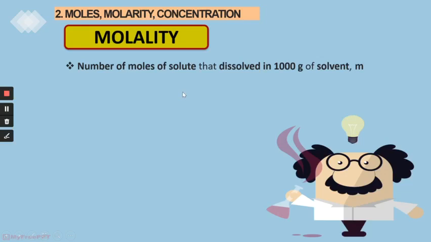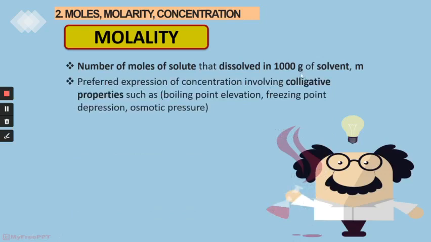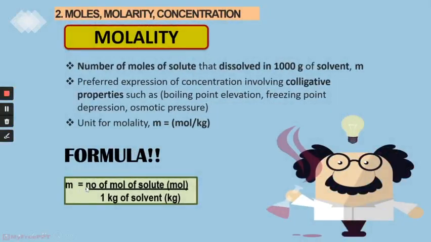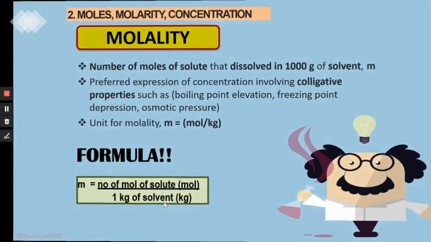And the amount of solvent must be in gram or in kilogram. Look at the formula. The unit for molality is mole per kg. So amount of solute in mole, and it must be over amount of solvent in mass. Amount of solvent must be mass and the unit is kilogram. So the formula: molality equals number of mole of solute in mole over 1 kg of solvent.